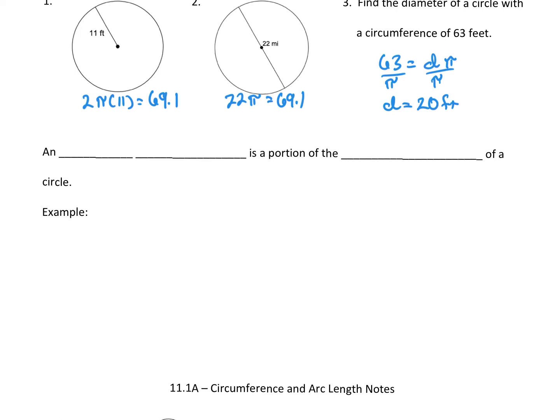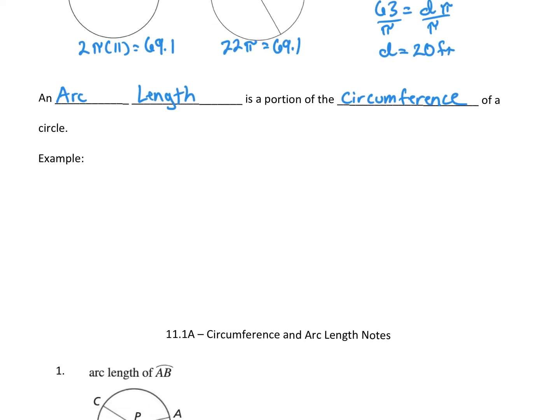Next, an arc length is a proportion, so it's an amount, not a whole amount of the circumference. For example, if we have a circle and this is the radius of the circle, and we'll call this point A, this point B, the arc length is either this part, that's one arc length, or it could also be this part, both of which could be different arc lengths.